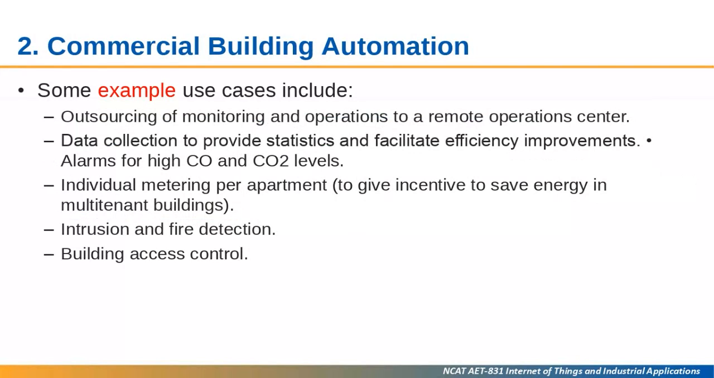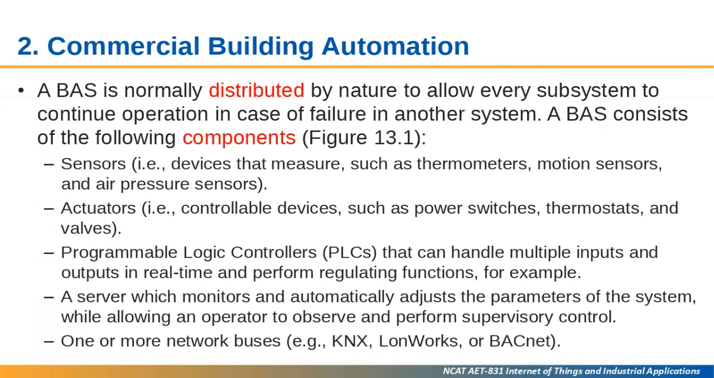And further examples include outsourcing the monitoring and operation to a operation center. Yeah, that's what I have in my house. And it also provides a collection of statistics and monitors CO and CO2 levels, and intrusion and fire detection, glass breaking sensors, right? And building access. Well, that's very typical, especially if you live in a big city like New York. So for some apartments, you need to have an RFID card or something before you can enter. So all these examples belong to commercial building automation.